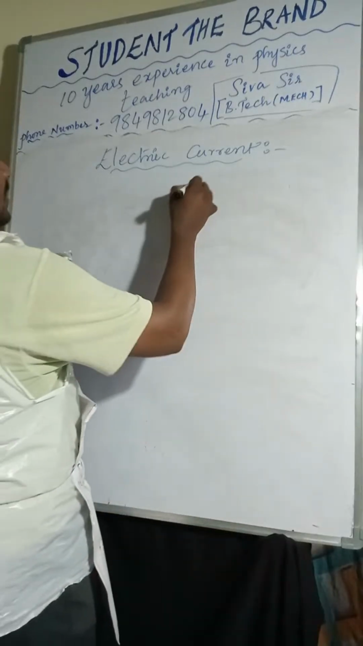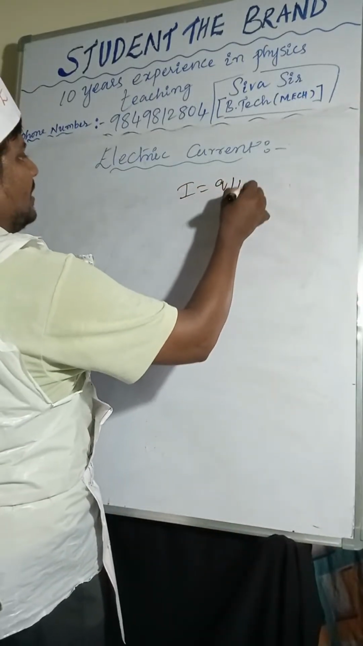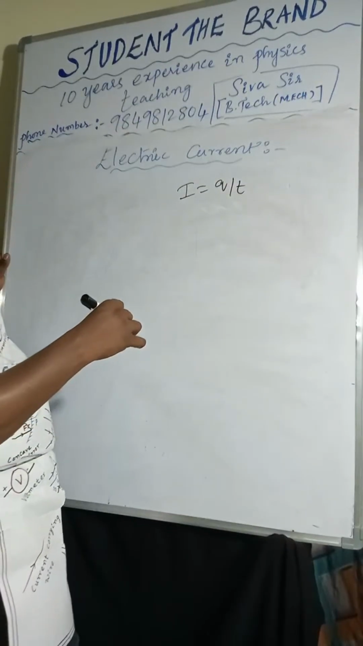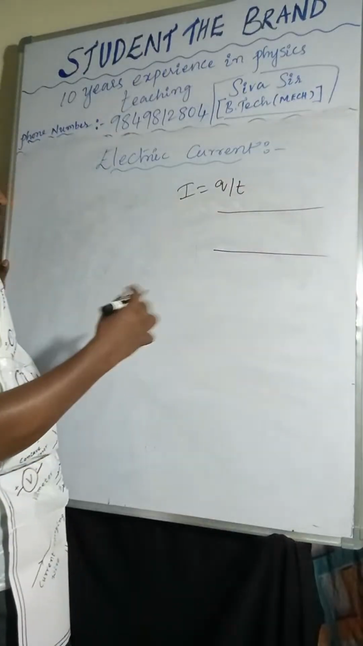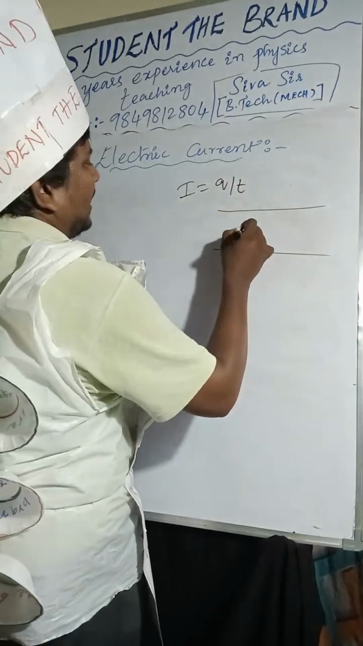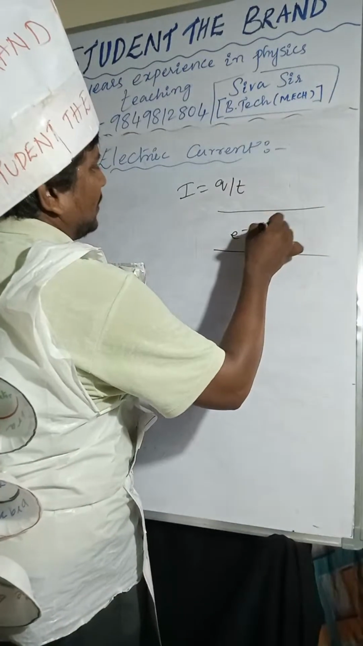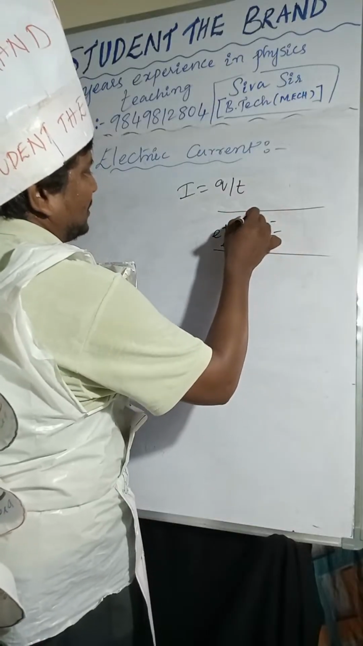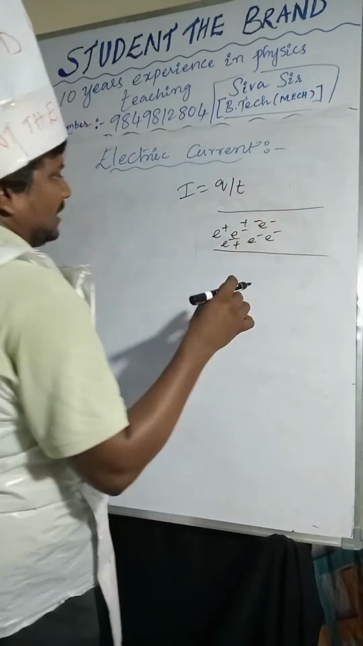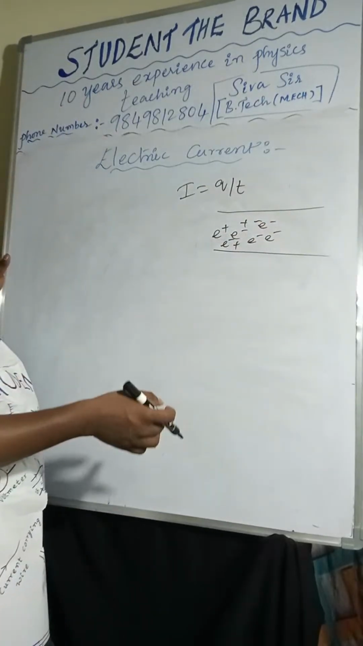So I am taking I equal to Q by T, the rate of flow of charge. Normally inside the conductor, electrons will not move one by one. Many electrons will move, a bunch of electrons move together. That is the reason.